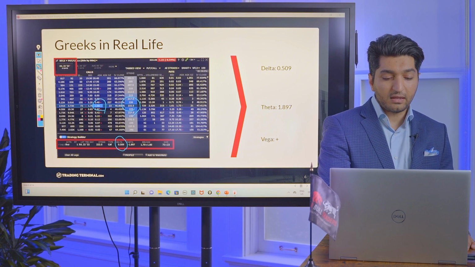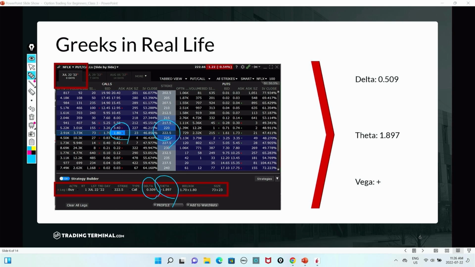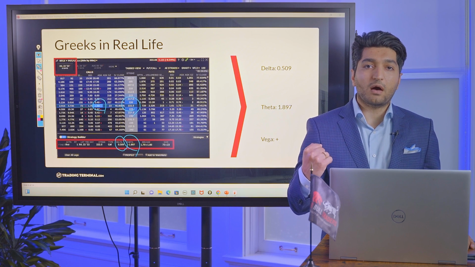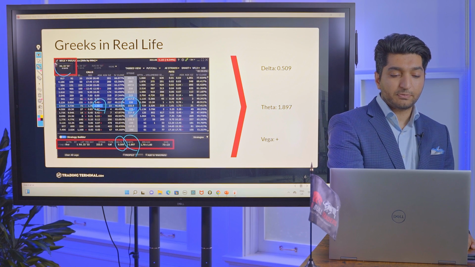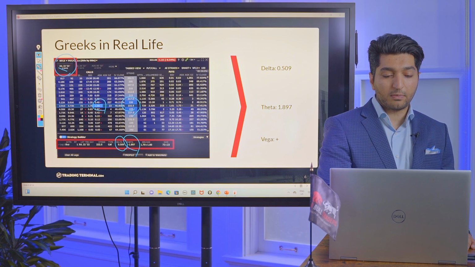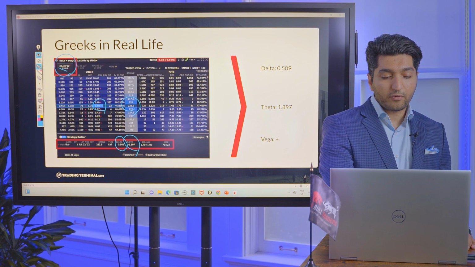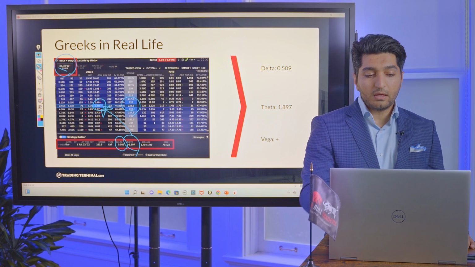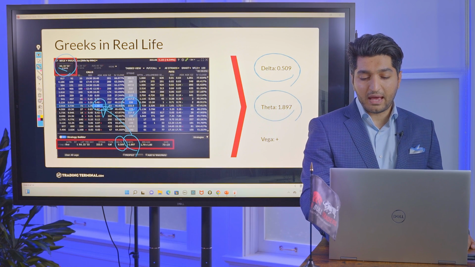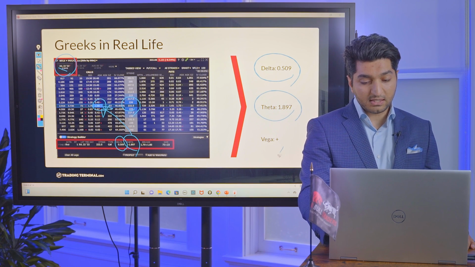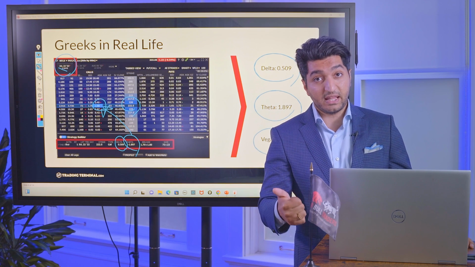Another thing that you need to look at is the theta. The theta here is negative 1.80. So what does that mean? That means every day that goes by, $1.80 comes out of this option in terms of value. In this case, it makes a lot of sense because this option is expiring today. This is a 0 day to expiry option. So by the end of the day, of course, this option is going to have no value and it's going to expire. So looking at this option chain, the delta is 50, the theta is 1.89, and the vega, if we're buying the option, is positive, and if we're selling the option, is negative.